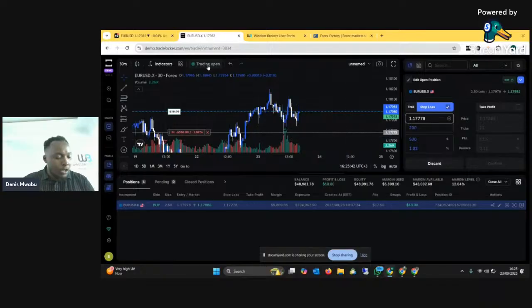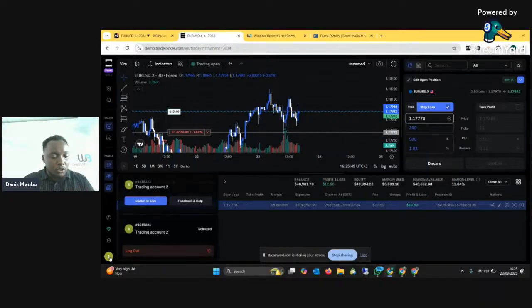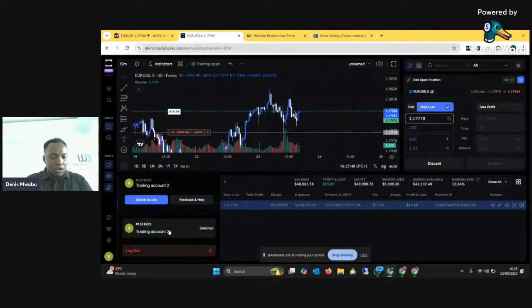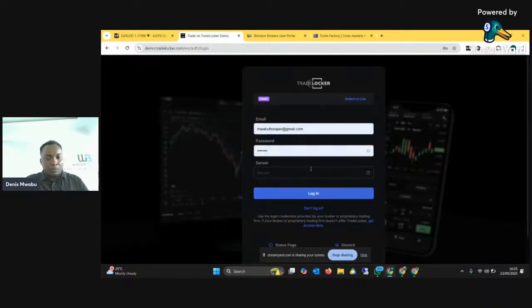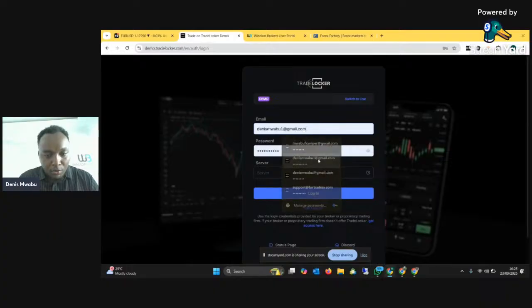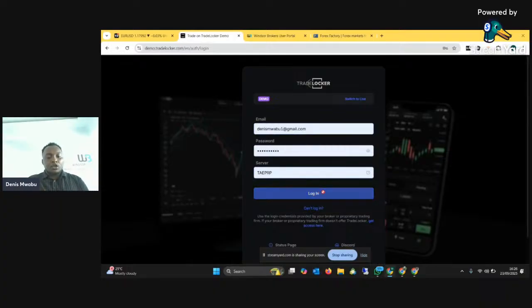Okay, so I'm going to log out of this account. I don't think I'm going to be taking any other trade on this account today, and I'm going to be logging in on my other account. So that's the importance of having different accounts, and I usually repeat this every single time I'm trading. The reason is that you are not stretching one account.